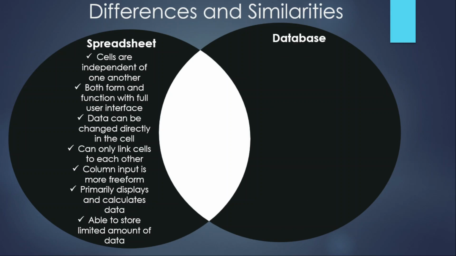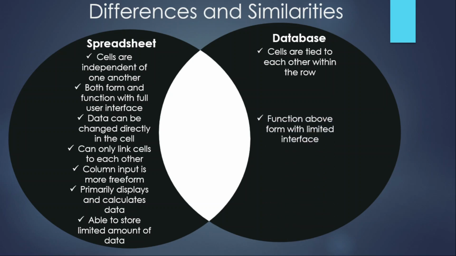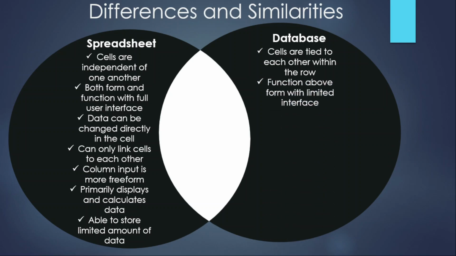In order to appreciate them more, let's look at the database. What makes a database different from a spreadsheet? In comparison to cells being independent, for a database, they are tied to each other within a row. They are not independent for a database. They are tied. So in comparison to the second difference again, for a database, form and function are separate with a limited interface. So you don't have much access to the data except through a limited user interface. And I'm sure you've heard of SQL, structured query language.